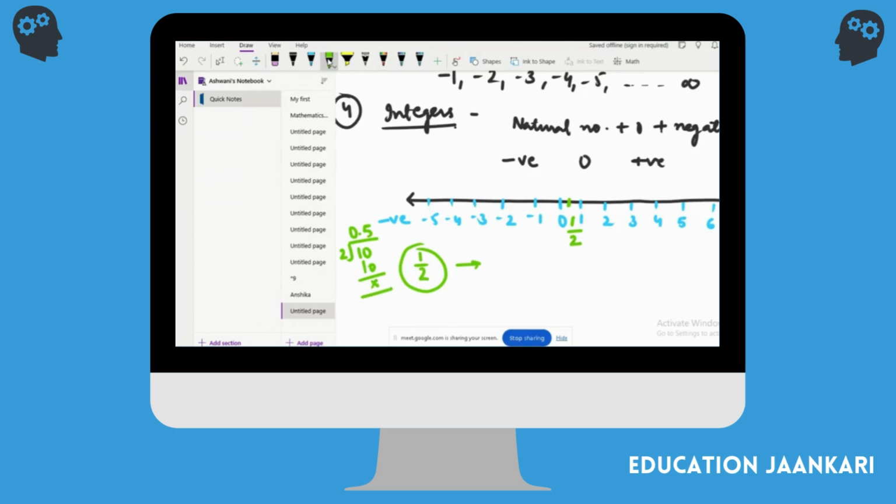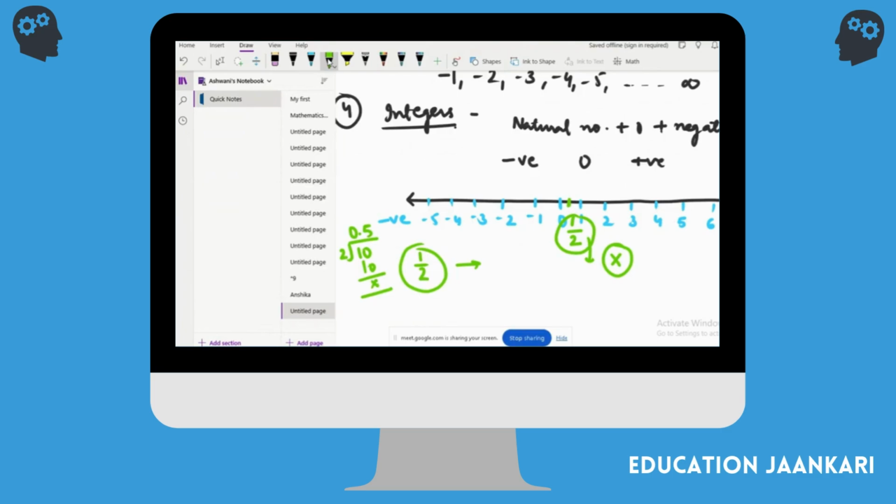Okay. So this 1 by 2 is not an integer, right? Because integers are numbers as a whole. These are not fractions. Integers are never in fractions, right? So the numbers which are in fraction form are known as fractional numbers. You were introduced to these numbers in ninth class.